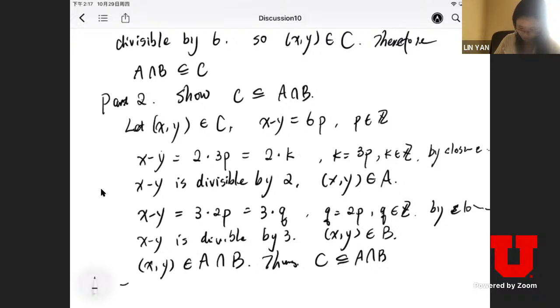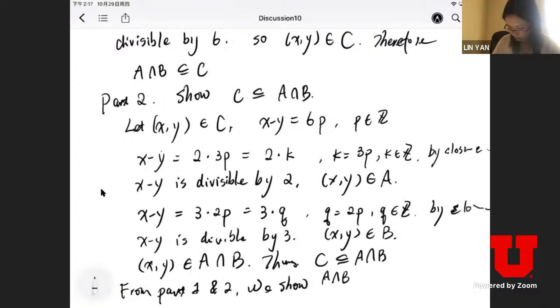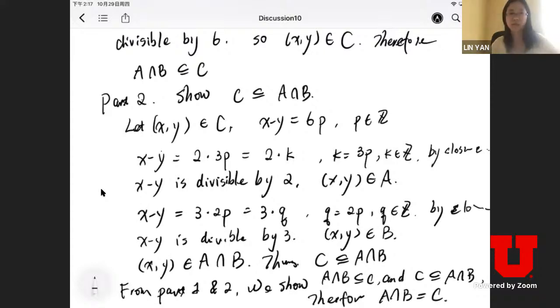So we need to make a final conclusion from part 1 and part 2. We show the intersection of A and B is a subset of C, and C is a subset of the intersection of A and B. Therefore, the intersection of A and B is equal to C. That's all. So, any question about this problem?